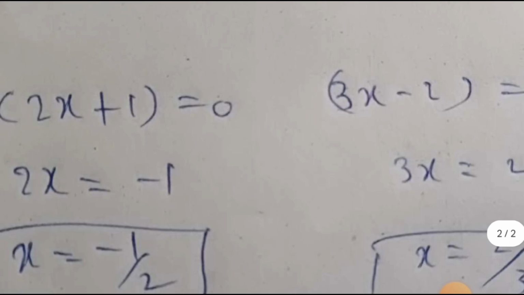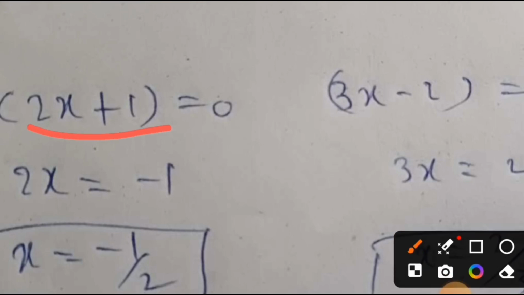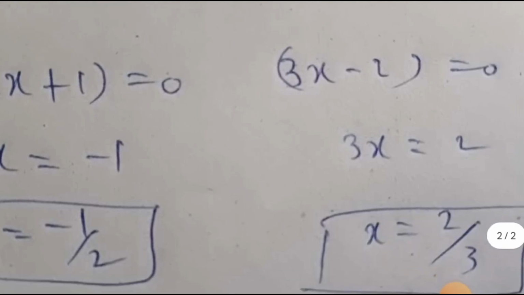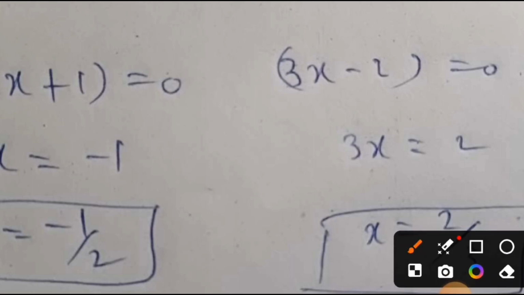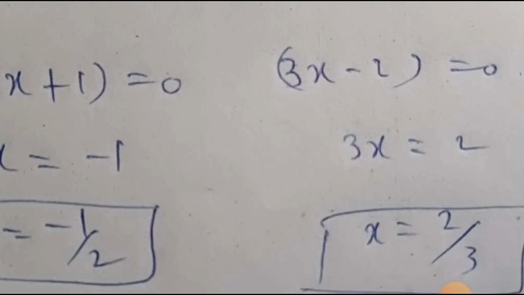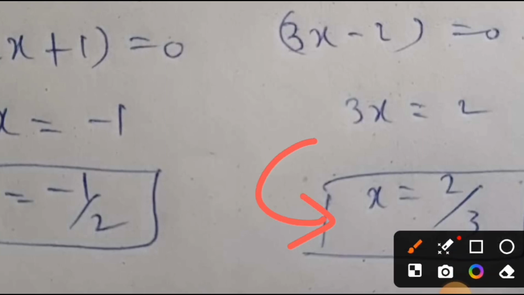2x + 1 = 0. The +1 you have to shift to the right hand side, it becomes −1. x = −1/2. Next, 3x − 2 = 0. 3x = 2, the −2 you have to shift to the right hand side, it becomes +2. Therefore x = 2/3.